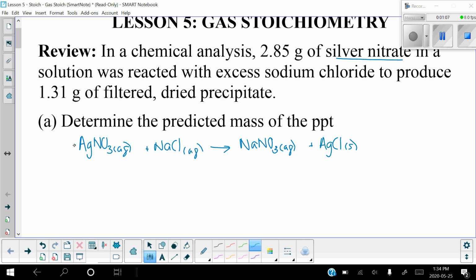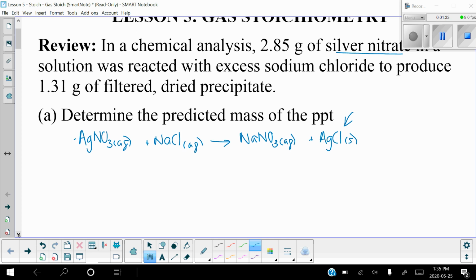So first thing you're going to do is write your reaction. I react my silver nitrate with my sodium chloride. I realize this is a double replacement reaction. I go ahead and produce sodium nitrate and silver chloride. I need to use page 6 in my data book to see which one would form a precipitate. This guy here.